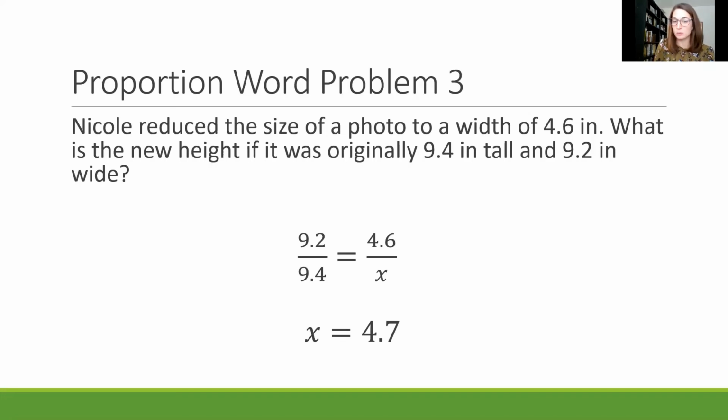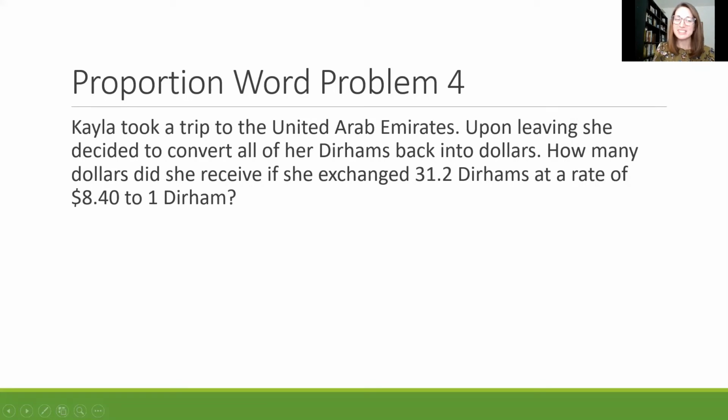For proportion word problem 4, it says, Kayla took a trip to the United Arab Emirates. Upon leaving, she decided to convert all of her dirhams back into dollars. How many dollars did she receive if she exchanged 31.2 dirhams at the rate of $8.40 to 1 dirham? So again, we're going to take our important information and line it up into a proportion. So we know that for every 1 dirham, she received $8.40. So we want to know if she has 31.2 dirhams, how many dollars will she get?